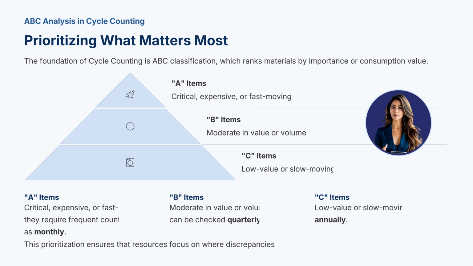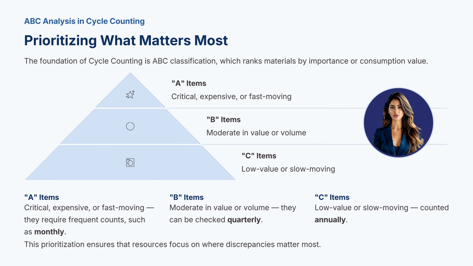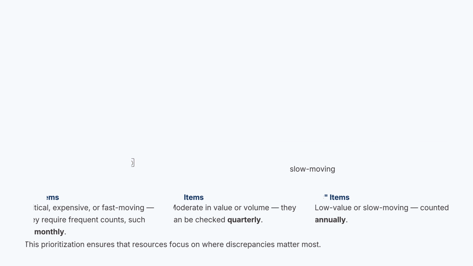ABC analysis in cycle counting. Cycle counting uses the ABC principle, classifying materials by importance or consumption value. A items are high-value or high-usage materials that demand frequent counts, often monthly. B items with moderate value are checked quarterly, while C items may only be counted once or twice a year. This structured approach ensures counting efforts align with business priorities.